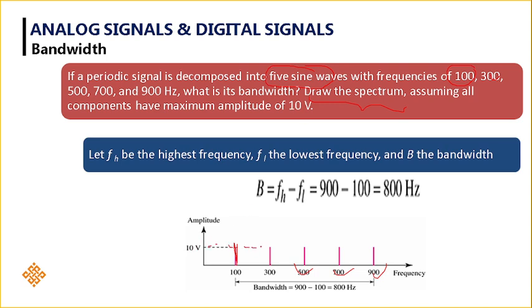I am just representing all the frequencies with 10 volts. So how to find the bandwidth? Very simple. Which is the highest frequency? 900. Which is the lowest frequency? 100. So 900 minus 100 is 800. So the bandwidth is 800 Hz.